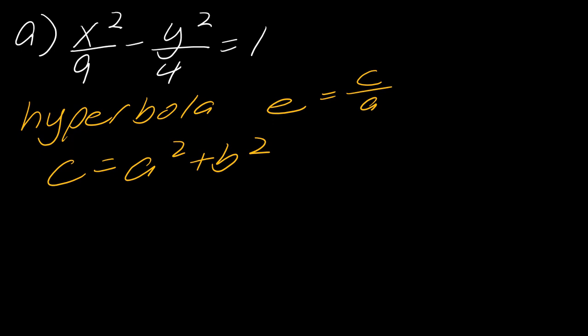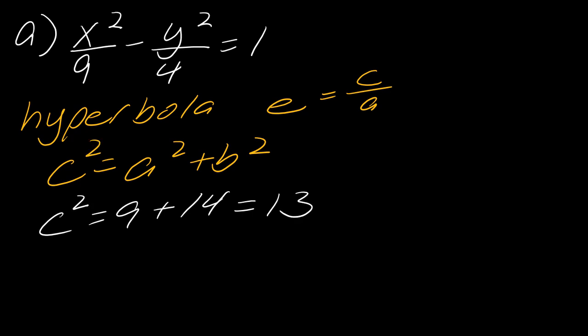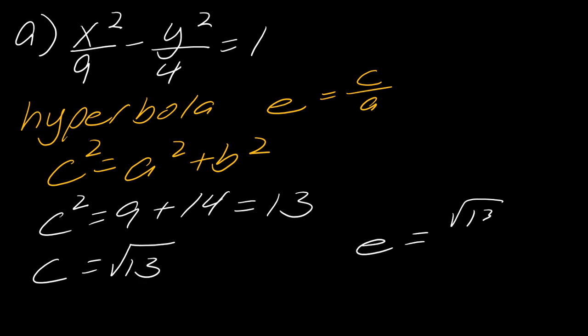Then I can calculate my c squared as 9 plus 4, oops, sorry, this is c squared. So my c is going to be equal to the square root of 13. Therefore, the eccentricity will be the square root of 13 over the square root of a, and a is whatever is under that first term. The square root of 9 is 3, so the eccentricity will be the square root of 13 over 3.